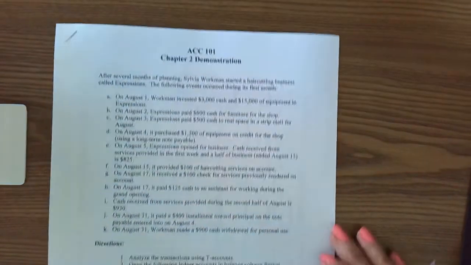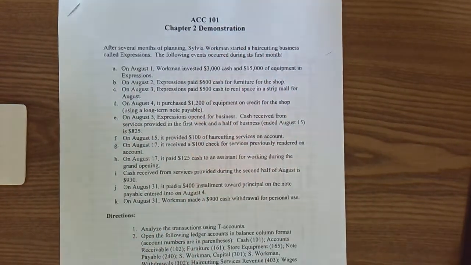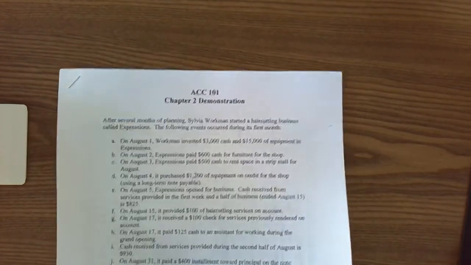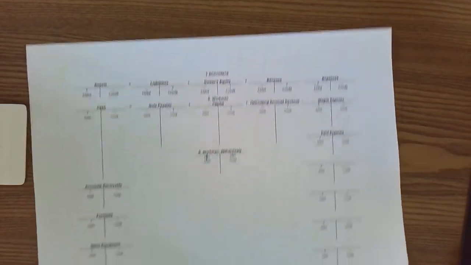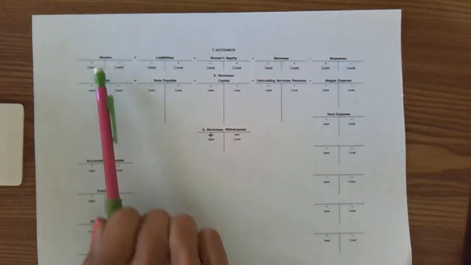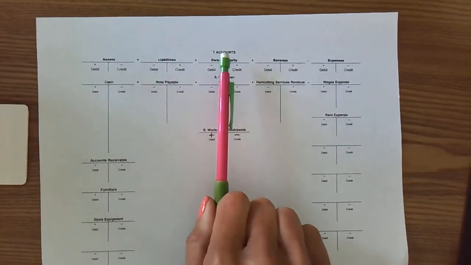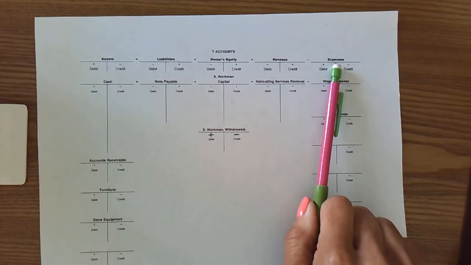Okay, so with that, what we're going to do is take the same transactions that we learned in Chapter 1. These are the exact same ones in the demo for Chapter 1. And we're going to put them into our T accounts. So if you flip your paper over, or if you have your second side here, here are our T accounts. And we still have our accounting equation up here at the top. Assets equal liabilities plus equity plus revenue minus expenses.